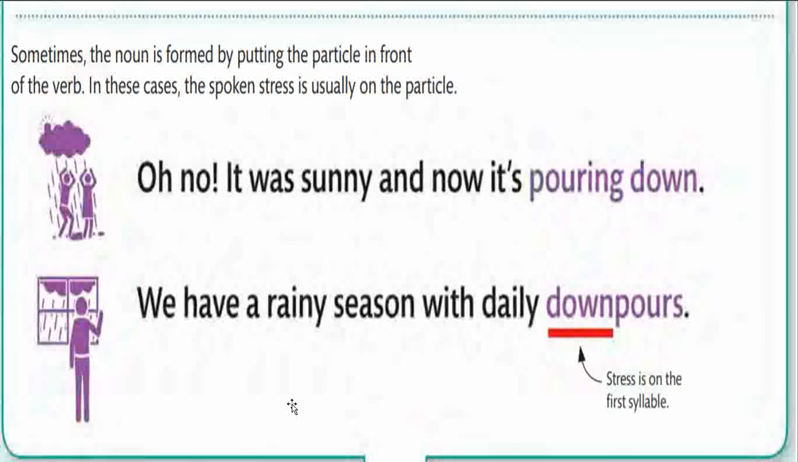Now let us see certain examples and pointers. Sometimes a noun is formed by putting the particle in front of the verb. In these cases, the spoken stress is usually on the particle. Now you can see that there is an interchange, pouring down, downpours. Oh no, it was sunny and now it's pouring down. Pouring down means raining. We have a rainy season with daily downpours. Downpours is the word where it means raining heavily. So here it is changed to a noun.